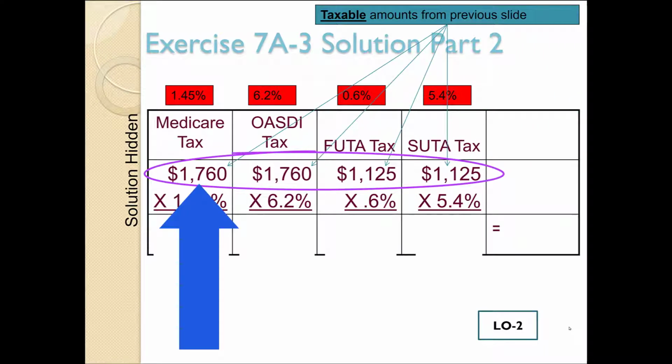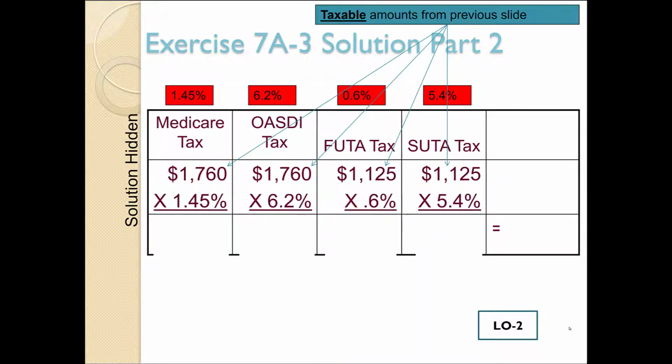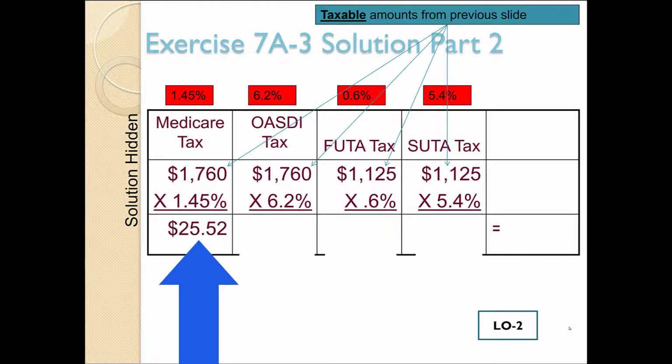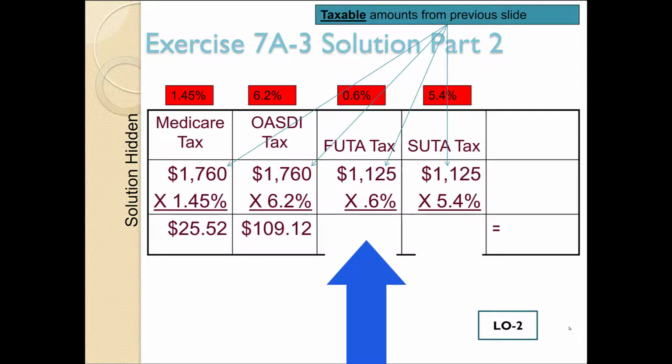So the 1760, and then the 1125 and 1125 were all from the previous slide. That's the taxable amount for Medicare, OASDI, FUTA, and SUTA. Now all we have to do is take those taxable amounts and multiply them by the appropriate tax. So Medicare is 1.45%. So 1.45% times 1760 is $25.52. OASDI, we take the 1760 taxable times 6.2%, gives us $109.12. For FUTA, we take the 1125 times 0.6%.